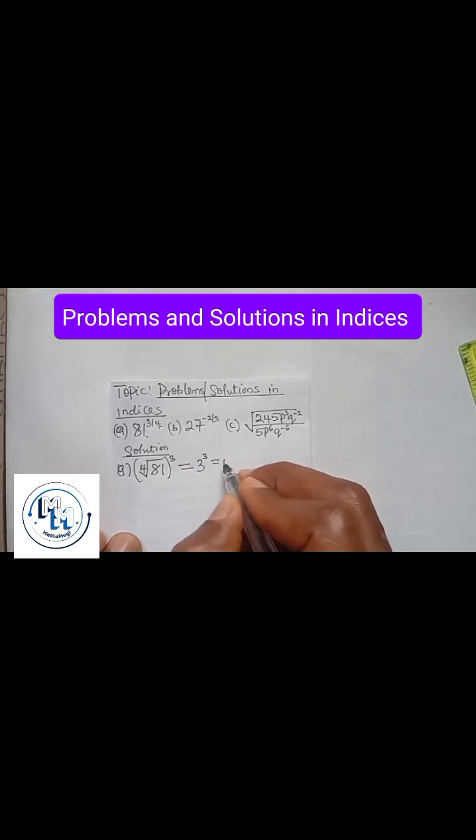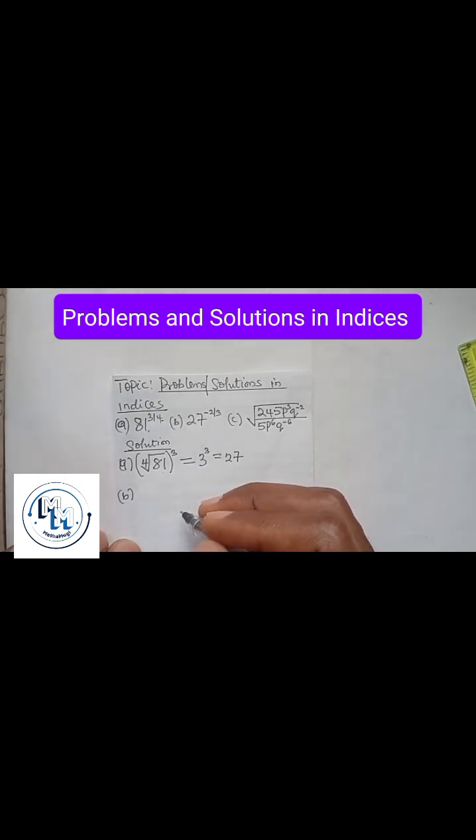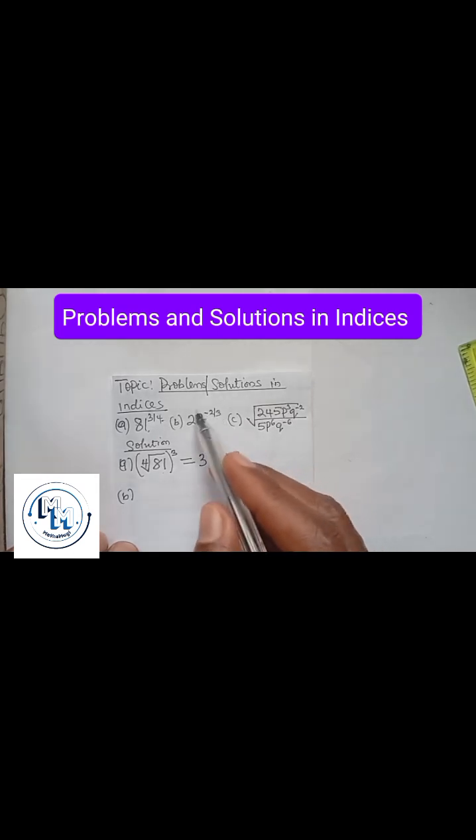This gives me 27. That's that for that. The second one, the same index having fraction, but this one is actually negative. All right, so we are combining negative index law and fractional index law in one question in this place.